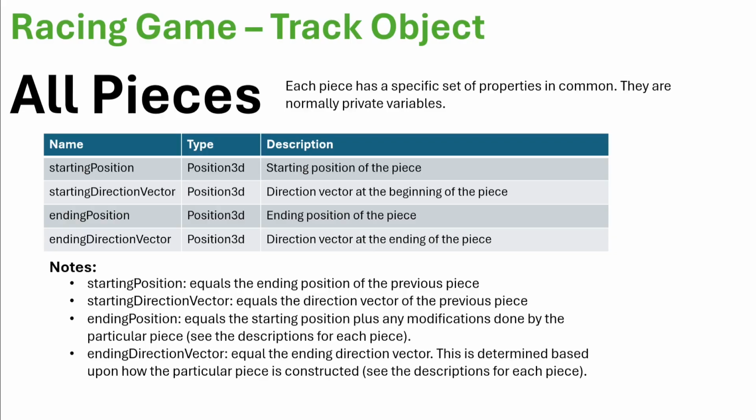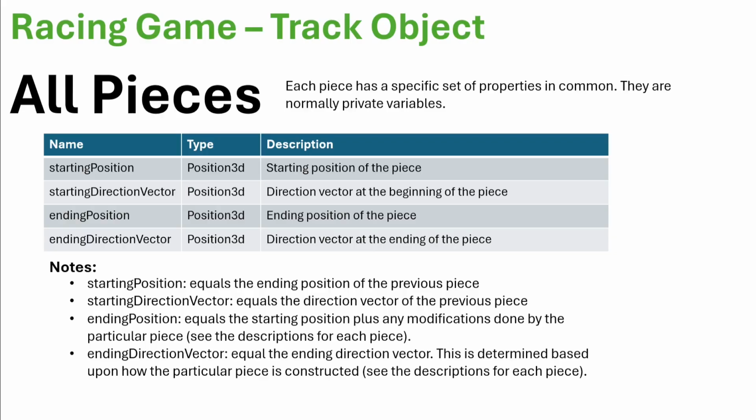So if the track ends up having a direction vector that sends it one way, it may end up sending it another way, especially for a curve, because obviously a curve's direction vector is going to be a complete 90 degree, 45 degree, or whatever turnaround on the curve.